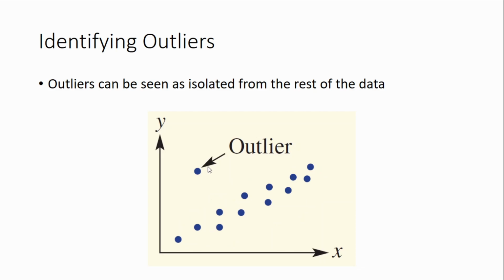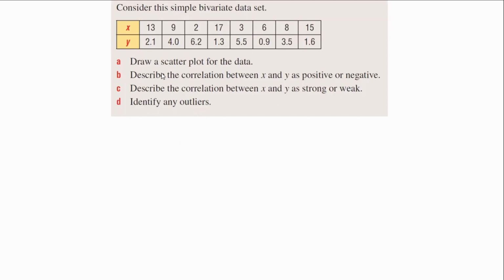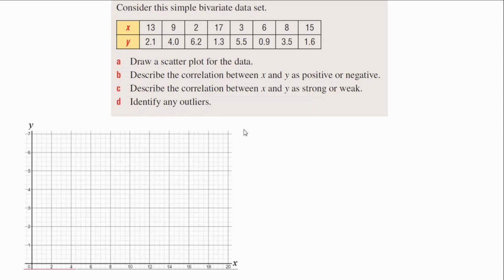Alright, so let's have a go at some example questions now. Our first thing we need to do is draw a scatterplot for the data. We're going to need a Cartesian plane for this, so just sketch one, it doesn't have to be too good. I'll just use this pre-created one here. Once I've got that, I'm just going to draw each point in there. The first one, my x value is going to be 13, whereas my y value is going to be 2.1. So 13 is here, 2.1 is going to be around there.